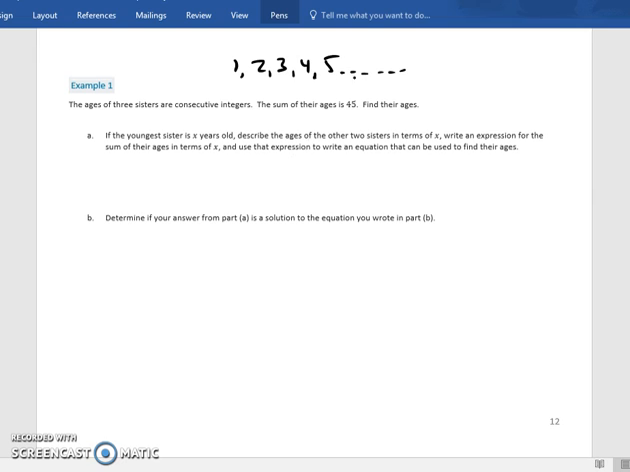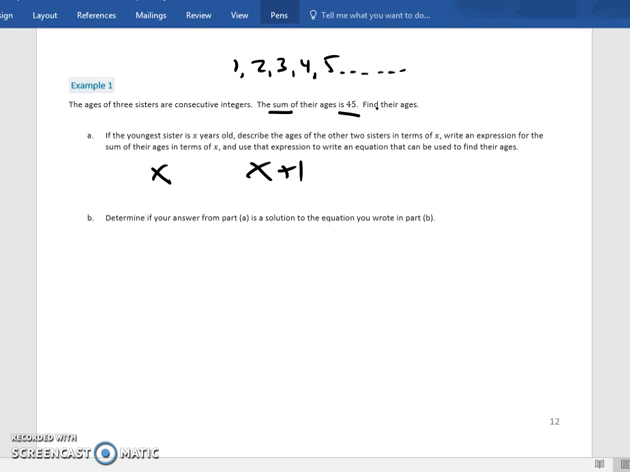We know the sum, which means it has to add up to 45. The big thing here is being able to write out your equation. The youngest sister, we don't know how old she is, so we're going to call her X. What would the next sister's age be? What would you do to X to get to the next number? If it was 1 year old, you would add 1 onto it. So the next girl would have to be X plus 1.